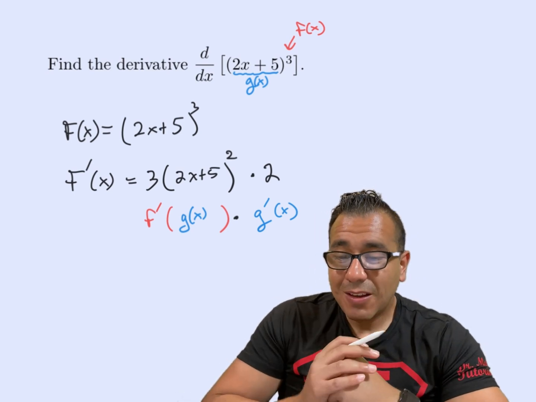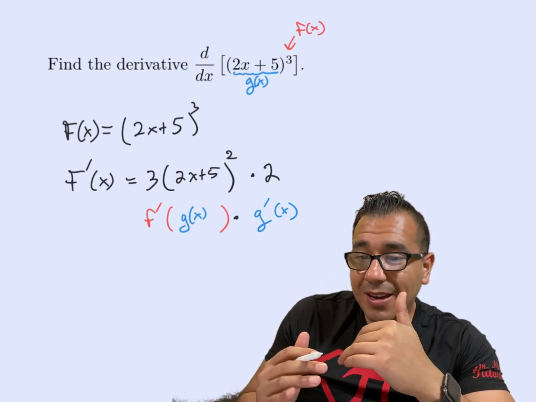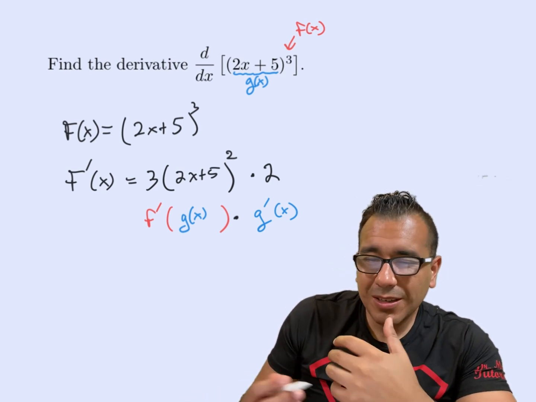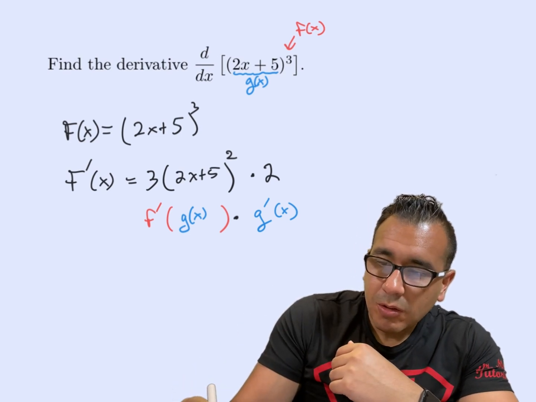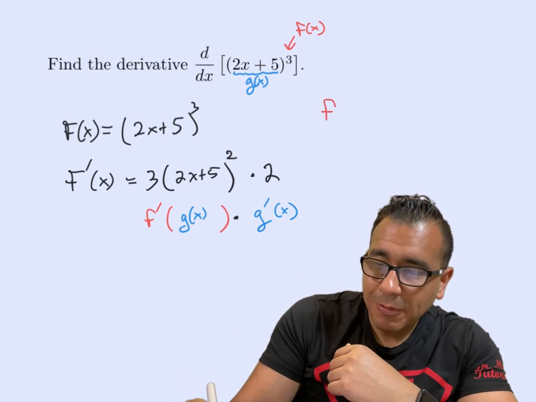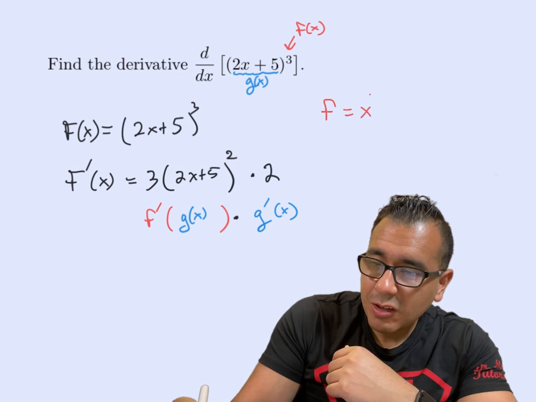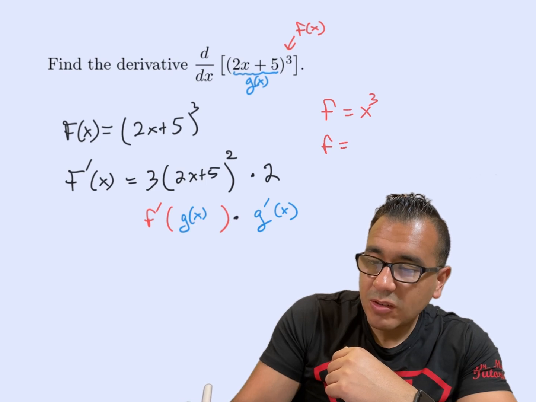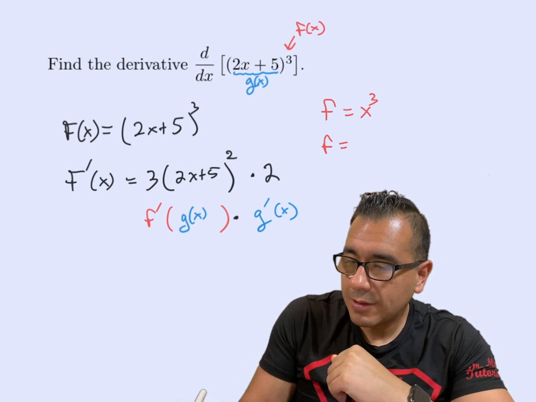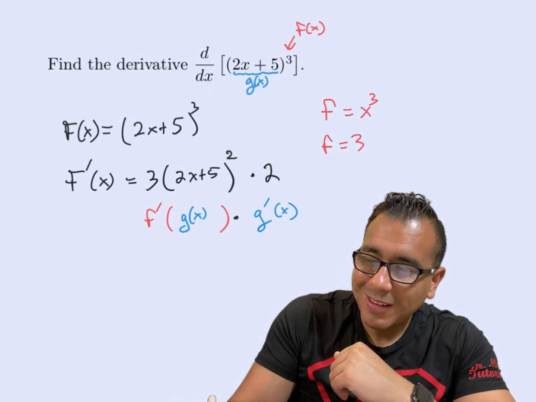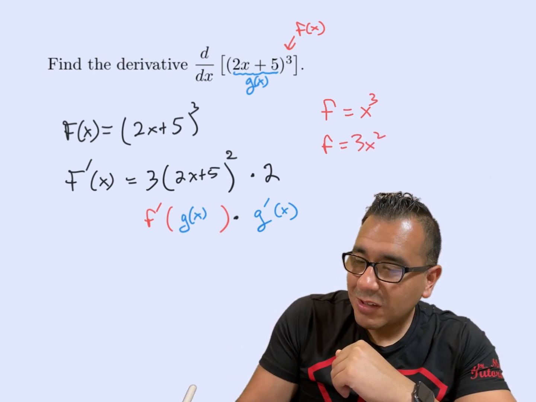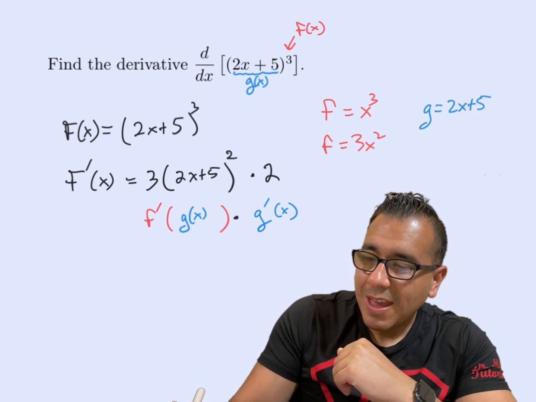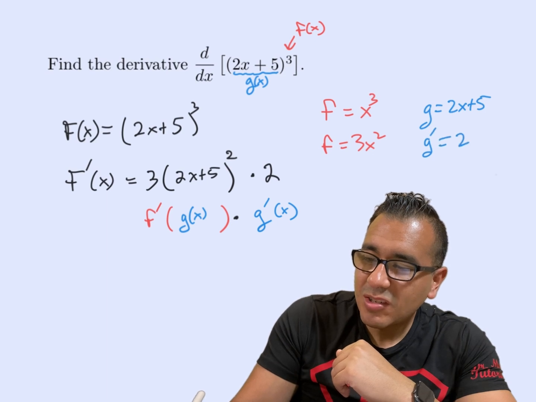So it's that easy. For those of you who like to be organized, let me show you how you could rewrite this, because we all think differently, and this might help you. I'll say f equals x cubed. F prime, the derivative of that, equals 3x squared. And then the inner function, we'll call it g, is 2x plus 5, and g prime is just 2.